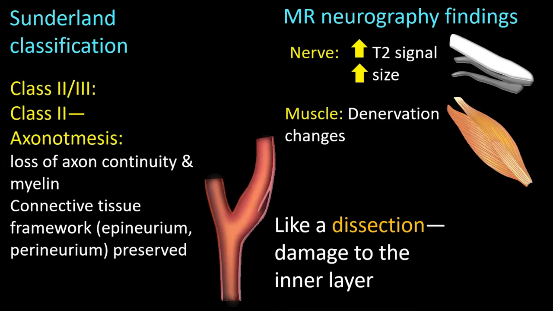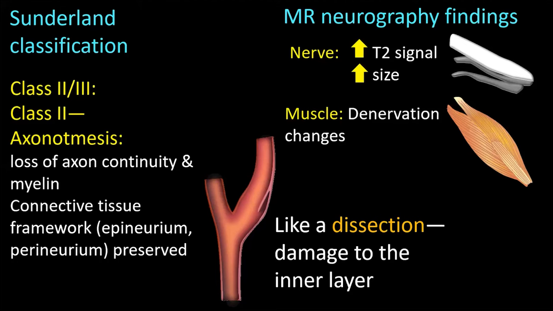The next classification, class two and three, is when there's actual disruption of the axon itself and the myelin, but the stuff around it, the perineurium, the epineurium, are all preserved. And I like to think of that as kind of like a dissection. Now we've actually interrupted the endothelium, but everything else, the media, the adventitia, is still intact. So we've gone a step beyond just some irritation, inflammation, we've actually disrupted it.